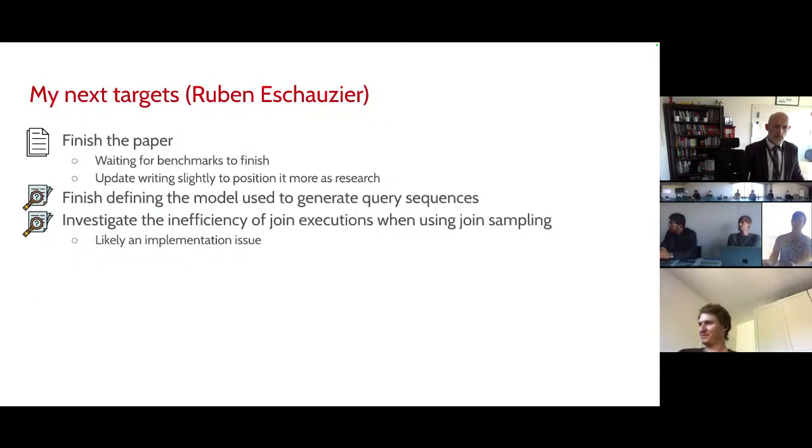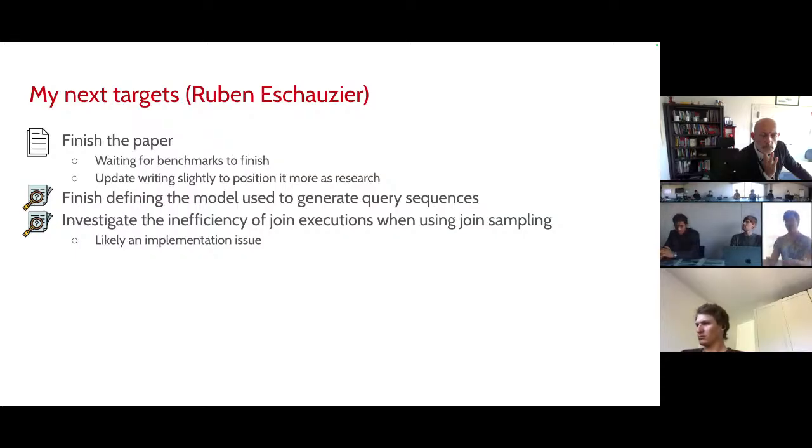So my next targets are pretty simple. I want to finish the paper, obviously, for ISWC. Most benchmarks are done. I saw one small issue, but it might be a data copying thing from one code base to another. And I need to still update the writing a little bit. Most of it is done. It's probably a day's work if the data is there.